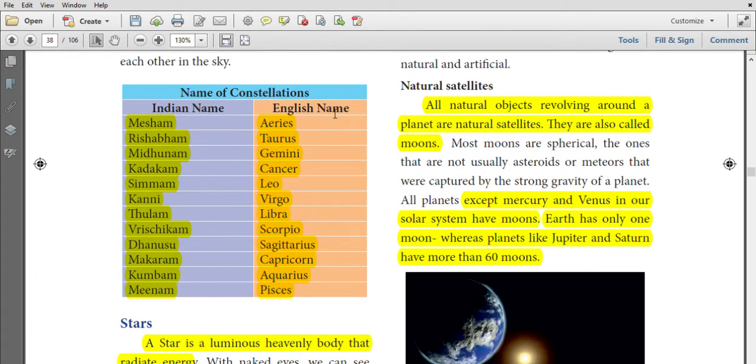Names of some constellations in Indian names and English names. Mesham, Aries; Rishabham, Taurus; Midunam, Gemini; Kadagam, Cancer; Simmam, Leo; Kanni, Virgo; Tulam, Libra; Vrichchikam, Scorpio; Dhanusu, Sagittarius; Makaram, Capricorn; Kumbham, Aquarius; Meenam, Pisces.